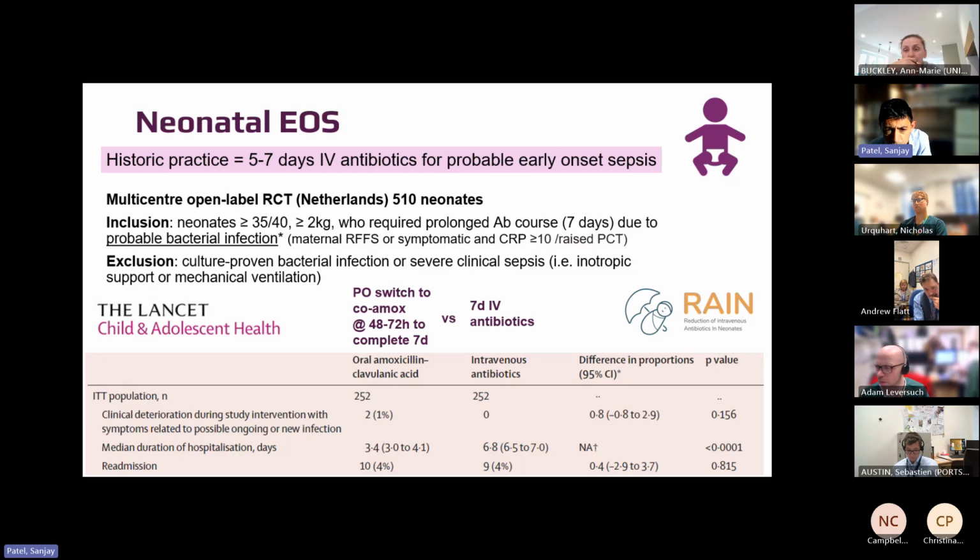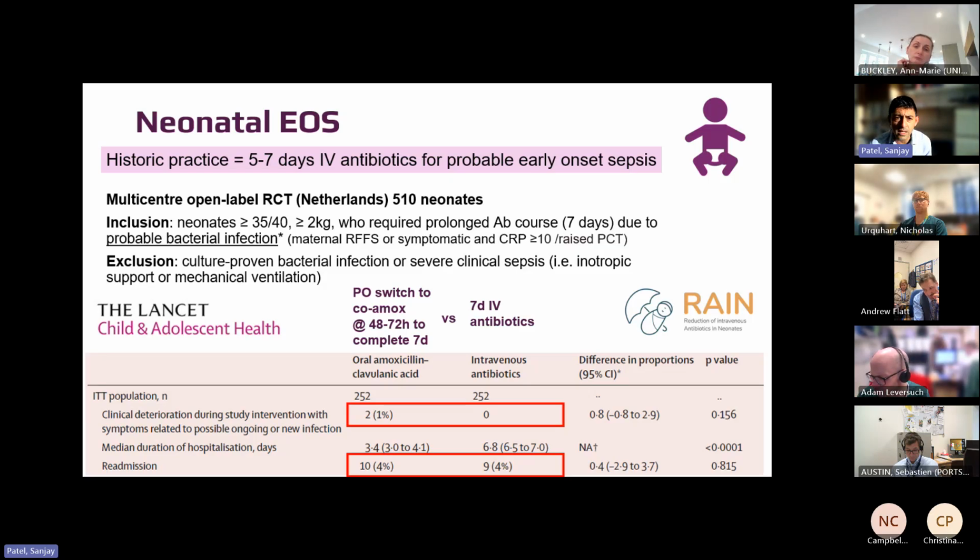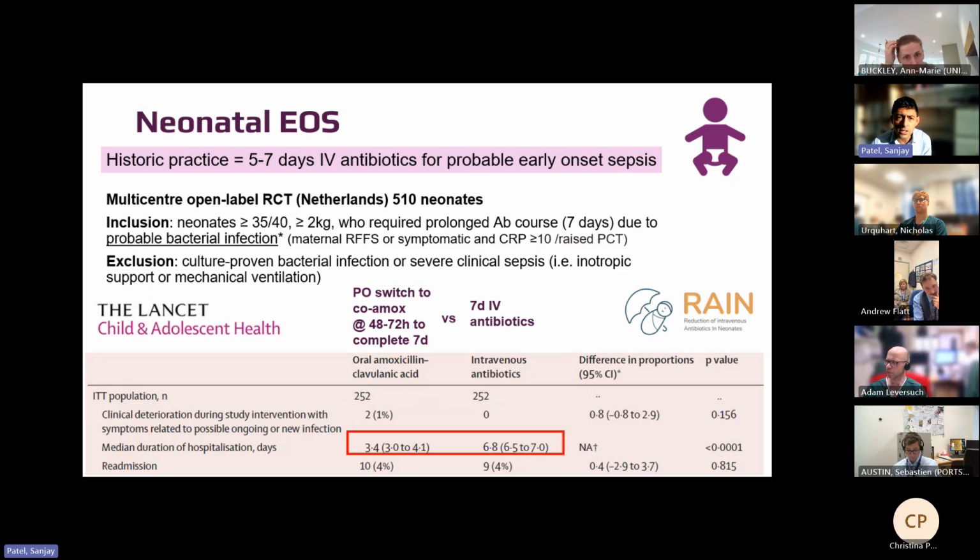They were getting them out of hospital obviously more quickly, and their outcomes, readmission rates, and clinical deterioration were identical between the two groups. Clearly the exclusion criteria are important for that Dutch study. They excluded culture-proven bacterial infections or severe sepsis. Okay, that's fair. The next group didn't.